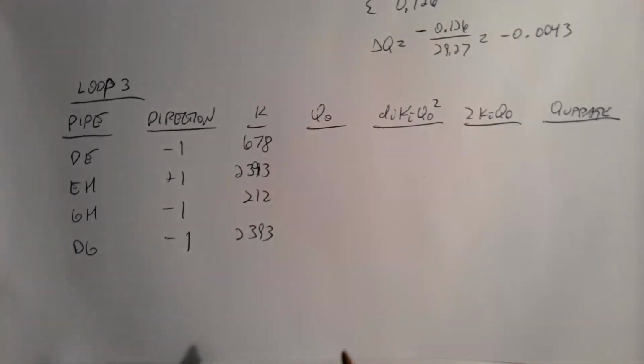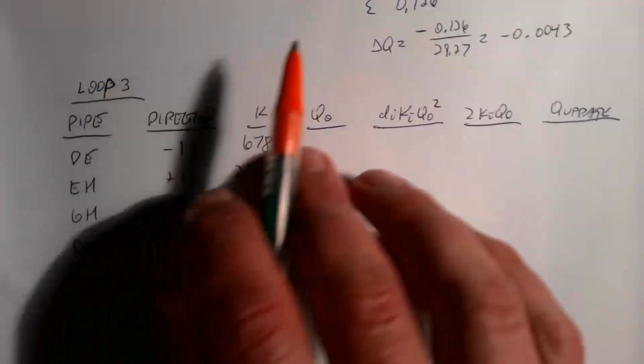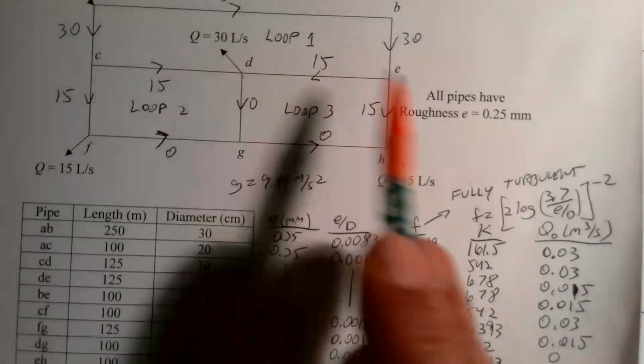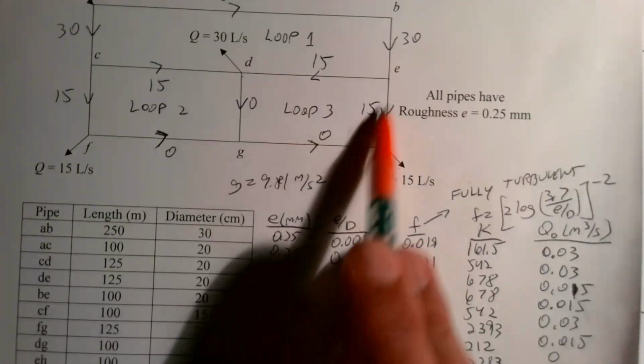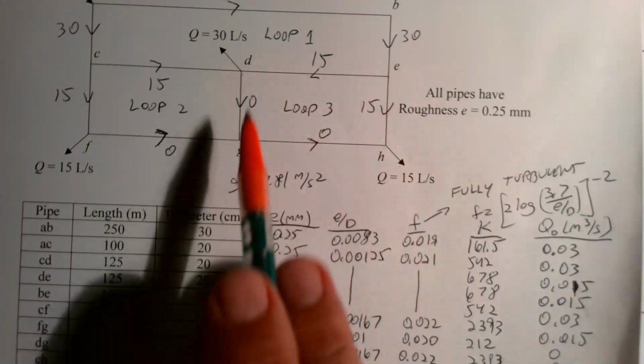And once again, this is maybe the trickiest thing, is to make sure we use the right value for Q0. And so for DE, this is already a part of loop 1. EH and GH are new, so we can use our initial guess. But DE and DG, we need to use our updated values from the last one.